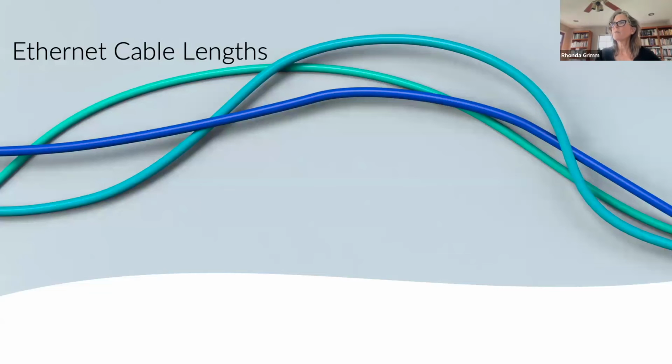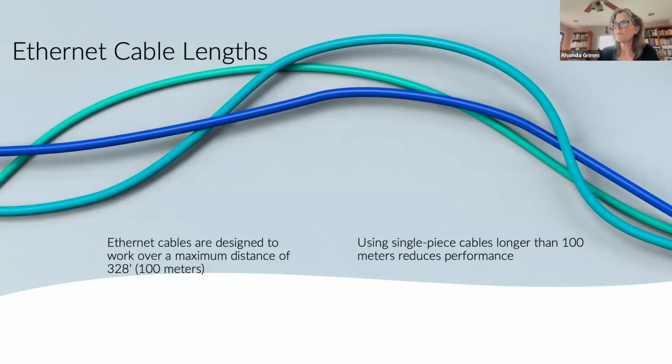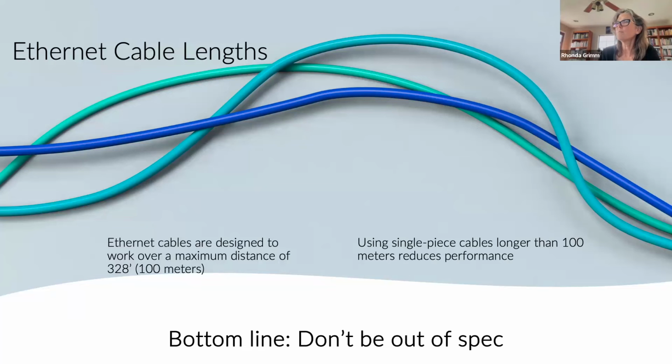So the main thing that I always walk away with is Ethernet cables are designed to work on a maximum distance of 100 meters. So you want to stay within those parameters. Anything longer than 100 meters reduces performance. So bottom line on cabling, don't be out of spec.